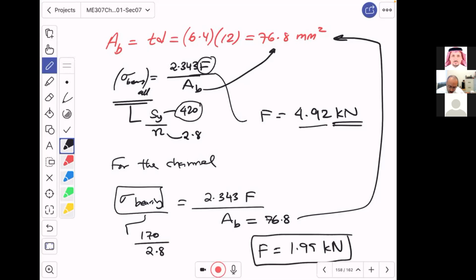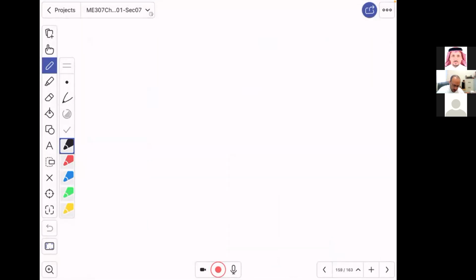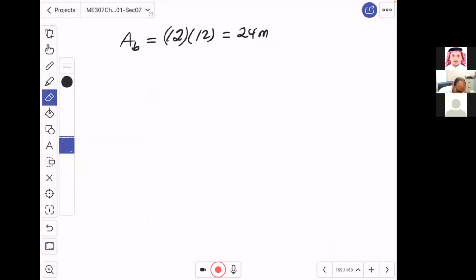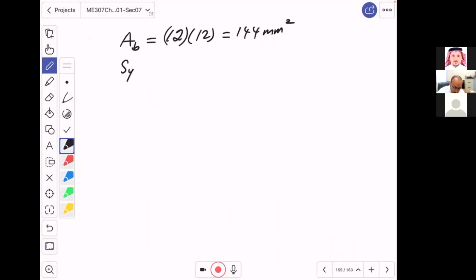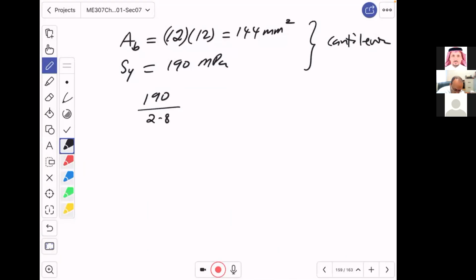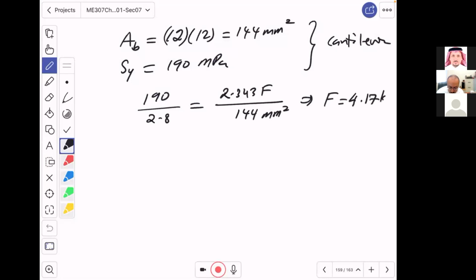So what about the bearing on the cantilever? It will be safe because the area for the cantilever is equal to 12 by 12, which is 24. This is 144 millimeter square. SY for the cantilever was 190 megapascal. So again, I will say 190 megapascal divided by 2.8 equals 2.343F divided by 144 millimeter square. If I solve this, I will get F as 4.17 kilonewton.